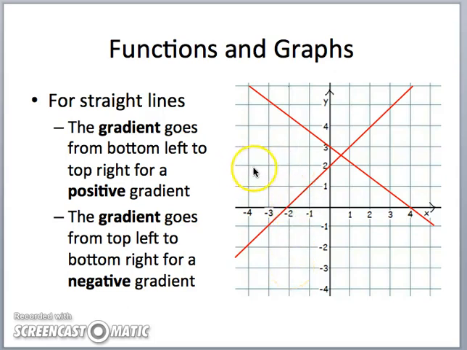Similarly, if we look at all the points along this horizontal line, which has a 0 gradient, we can see that every x-coordinate changes, but the y-coordinate is always 2. So we call this line y = 2.